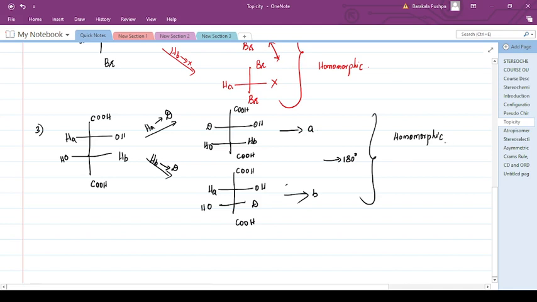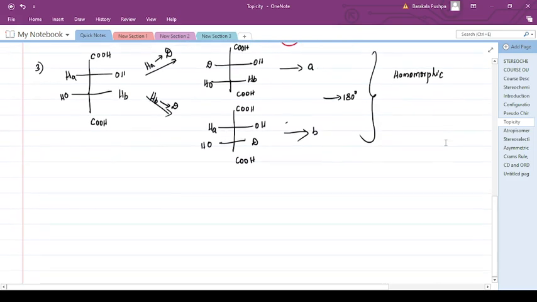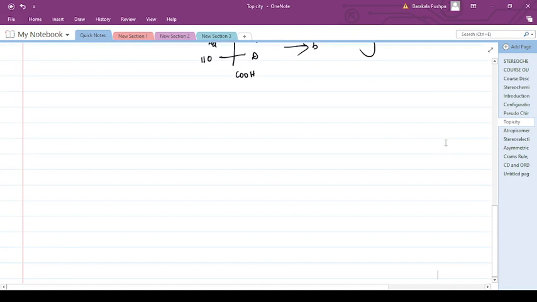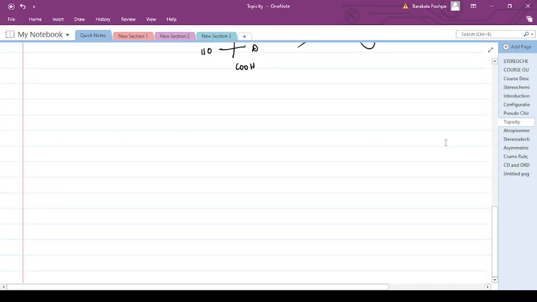Okay. Now the next thing we are going to discuss is heterotopicity. Now when I say homotopicity, automatically you will be able to understand that just the opposite will be heterotopicity. But I will teach you. Now the next thing is heterotopicity.